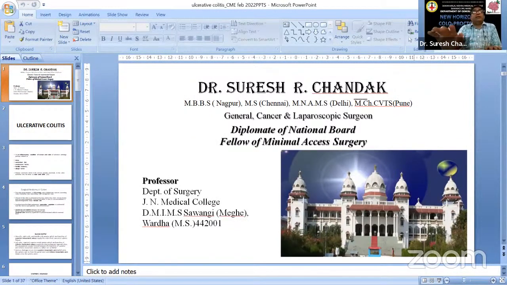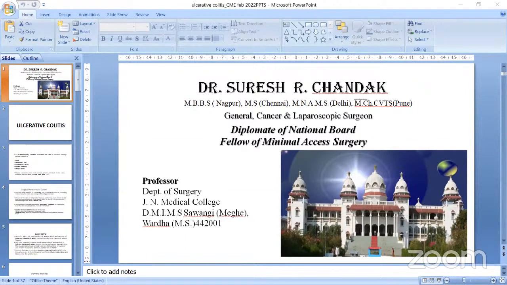Stress factor, westernized diet, autoimmune factor, familial tendency, and there are some allergic factors. Disease commonly starts in the rectum and spreads proximally to the colon, and often into the ileum, and that leads to backwash ileitis, and that is 5% incidence.